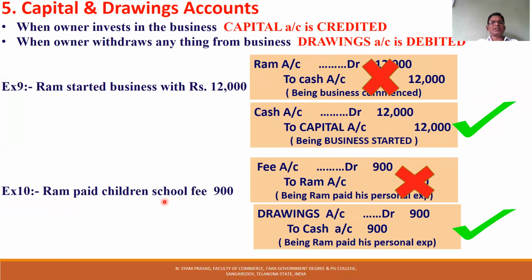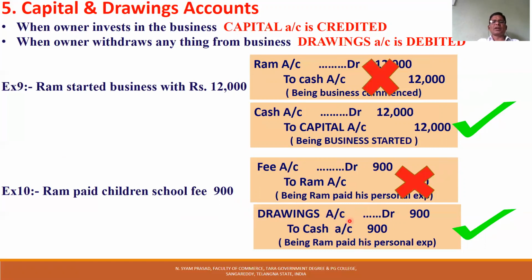Next, Ram paid his children's school fee from business, 900. So Ram is using 900 from the business for his children's school fee. There is also separation between owner Ram and business. That means he is taking away 900 from the business. So cash is going out, so cash account is credited. Who is the receiver? Ram is the receiver. So Ram drawings account is debited.